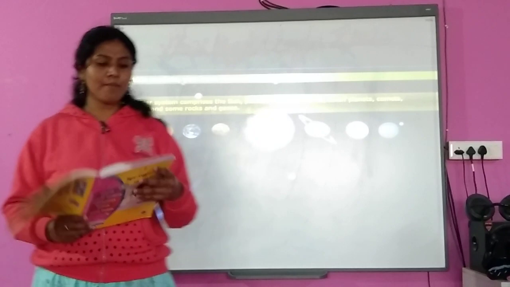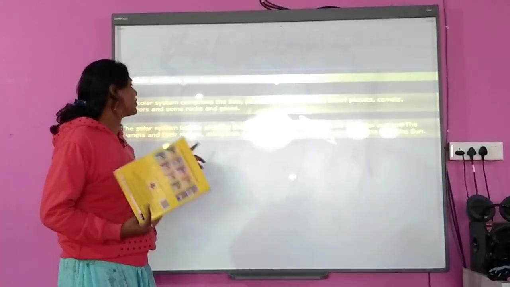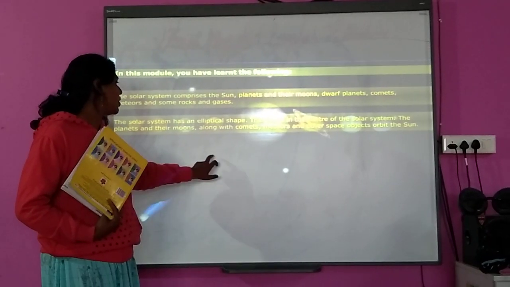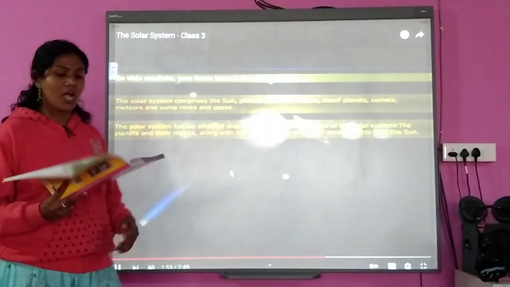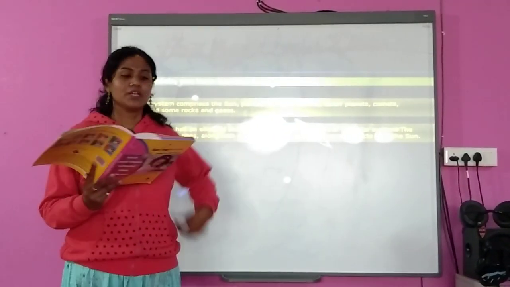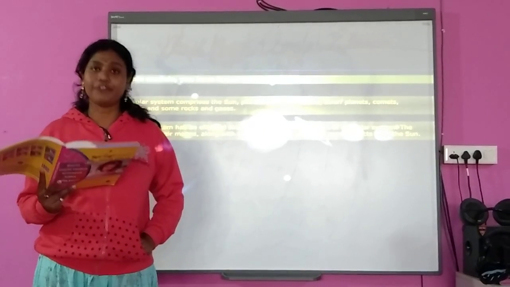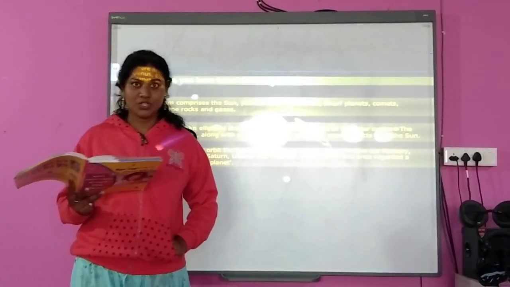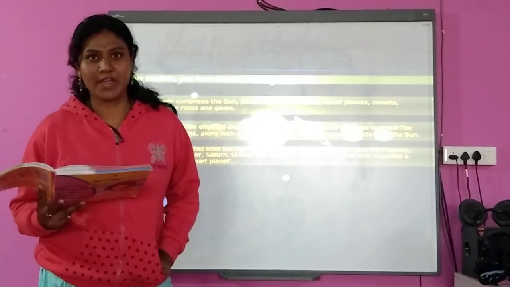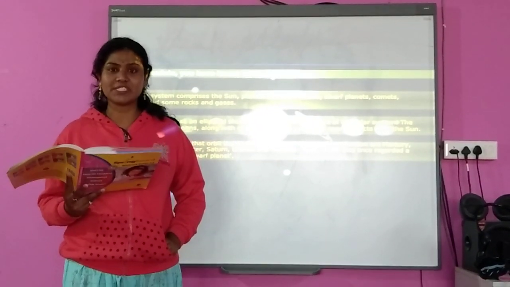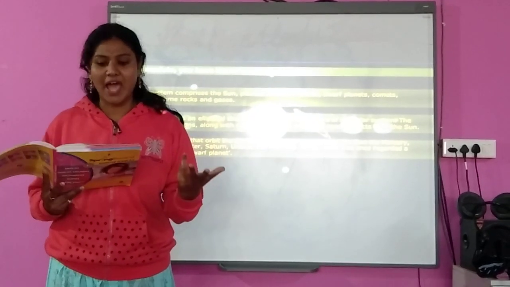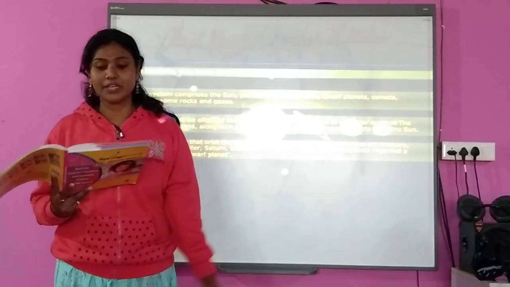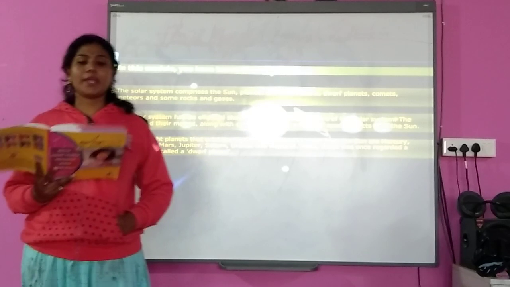Listen carefully, students. Now we are going to see the outer planets. Jupiter, the biggest planet, has 50 moons. Saturn has 53 moons. Uranus has 27 and Neptune has 30. Got it, children? Okay.